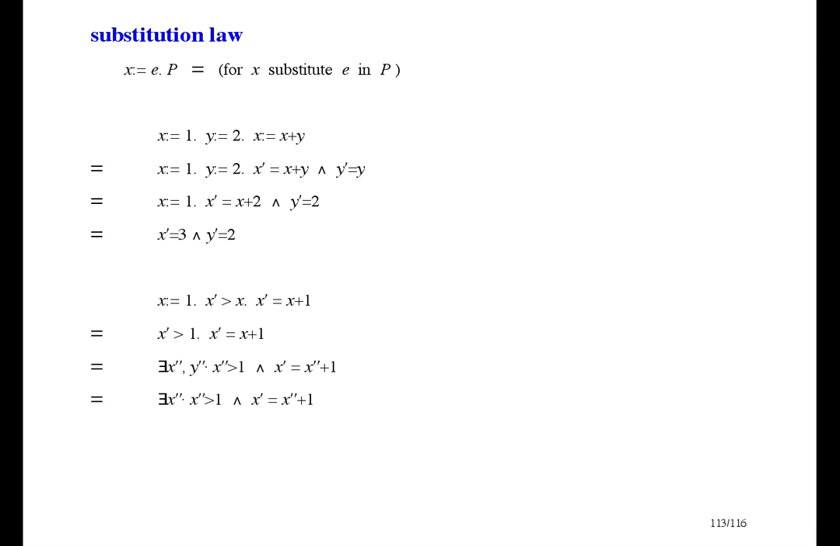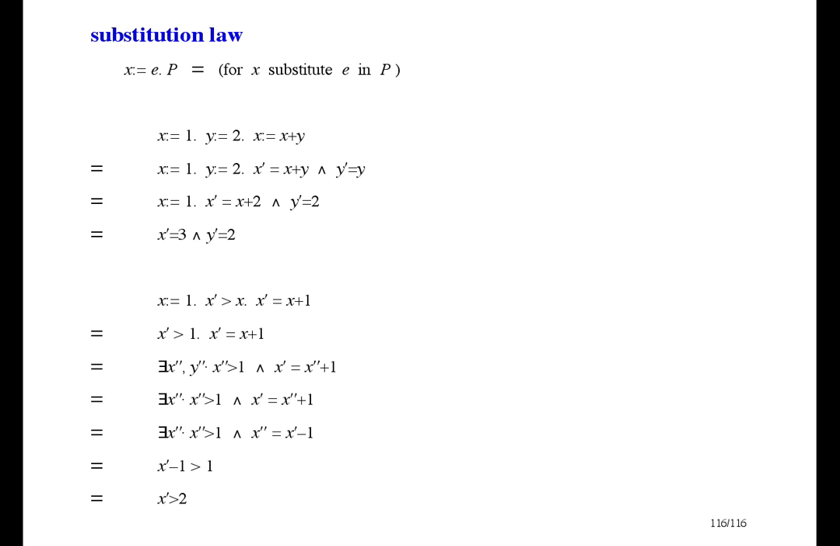Good. Now, to use the one-point law, we need to see x double prime equals something. So that's easy to arrange. Now we replace x double prime with x prime minus 1 in the first conjunct. And then simplify to get x prime greater than 2.